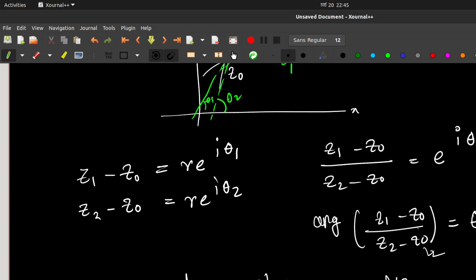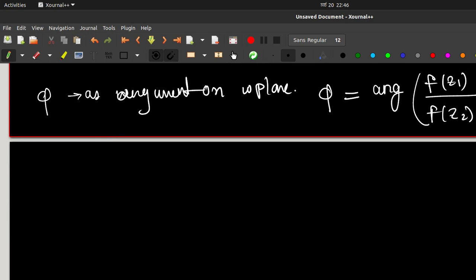the argument of f of z1 minus f of z0, f of z2 minus f of z0. Alright, now we want to take the limit.